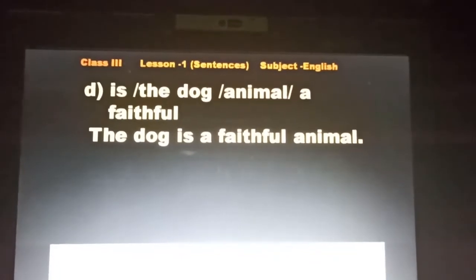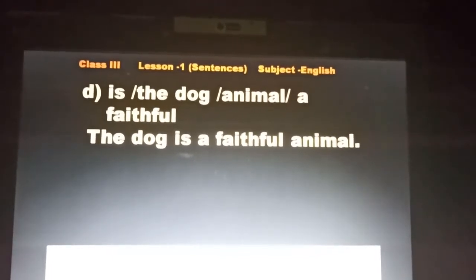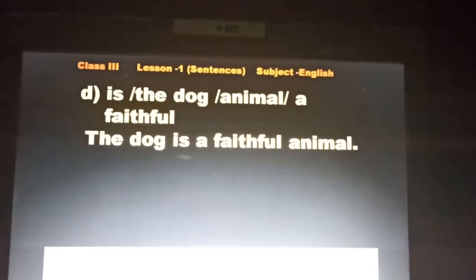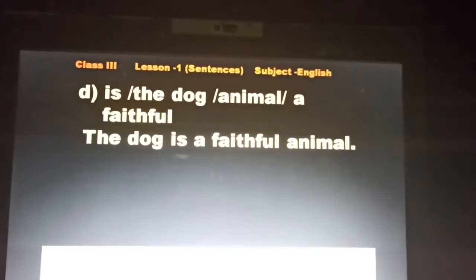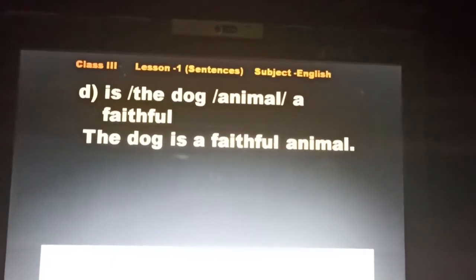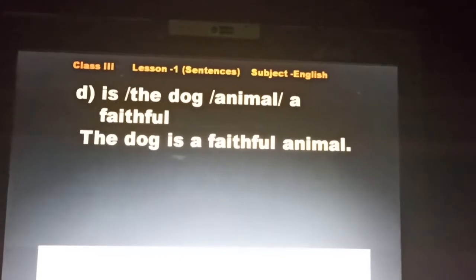You have to take care of the capital letter and the punctuation marks. Your sentence should make sense. Your sentence should have a subject, verb and object. So you have to take care of all the things which I told you in the first lecture.